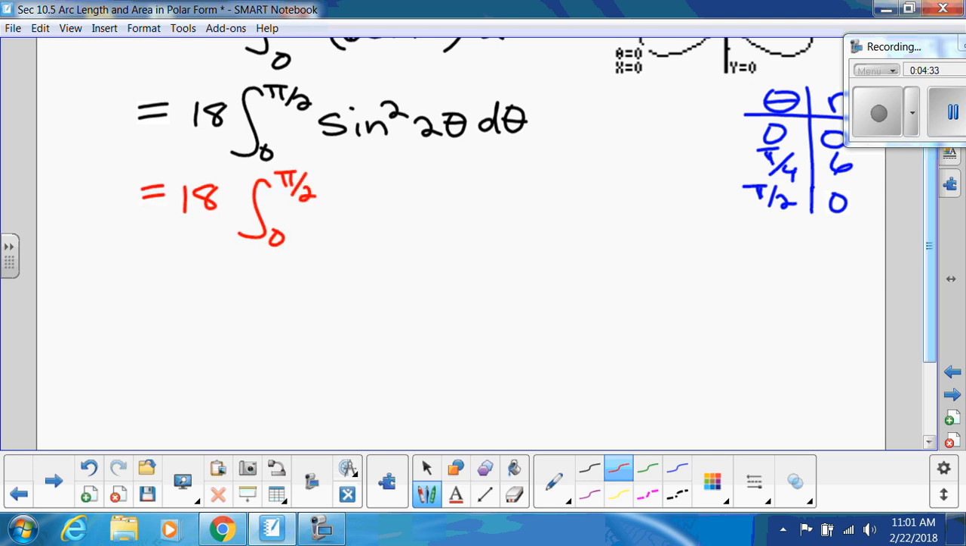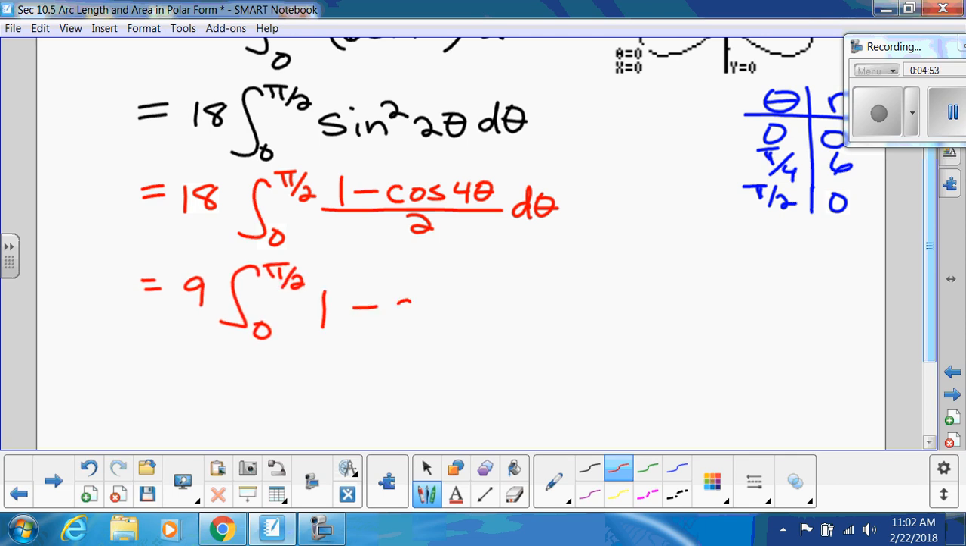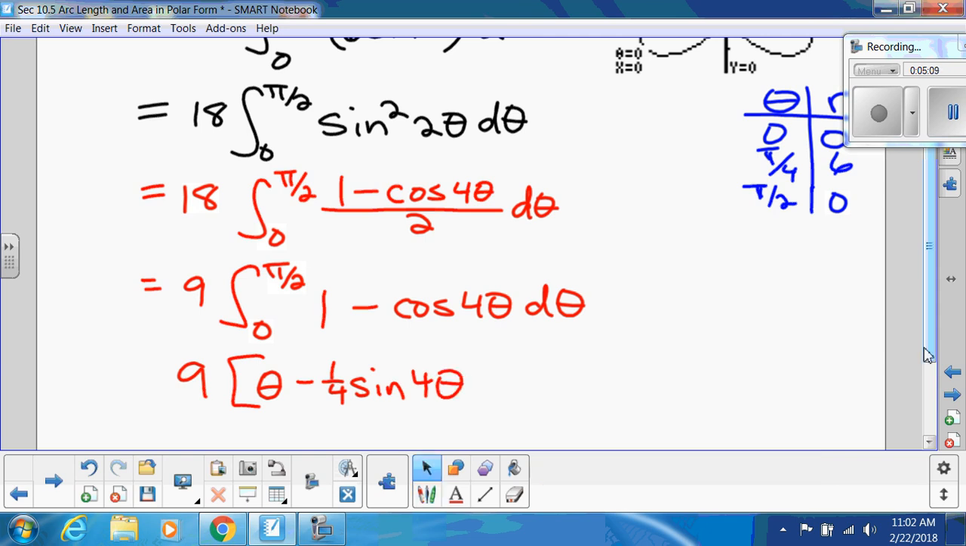So I'm going to double this angle, which is already doubled. So now I have 1 minus cosine of 4 theta over 2. And then we can split that up. So I'm going to take out the 1/2, so that's going to be 9, and I'll have 1 minus cosine of 4 theta d theta. Now we're ready to do the antiderivative. So I have 9 times, this will be theta, minus 1/4 sine of 4 theta. Remember, we need to have the 4 here, so that would go outside of that, just for that part. And then that's being evaluated from 0 to pi over 2.